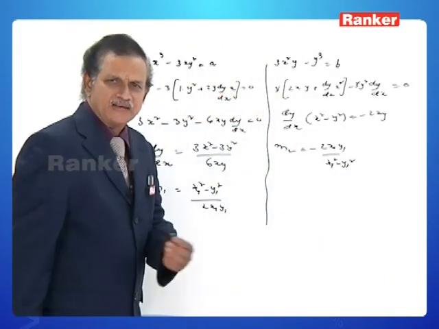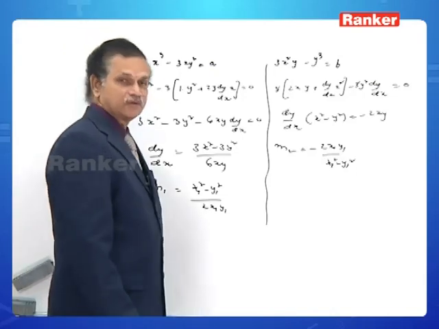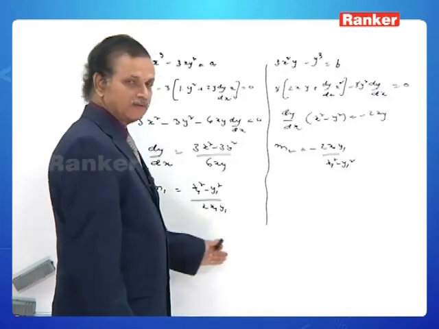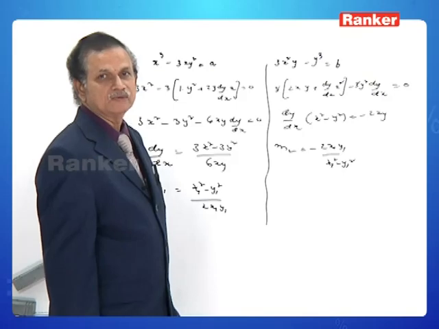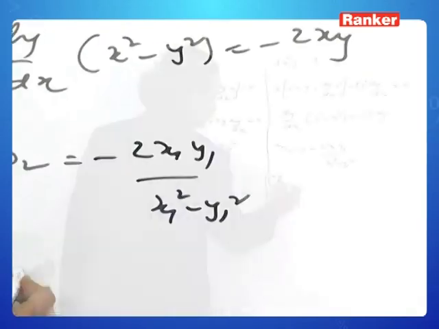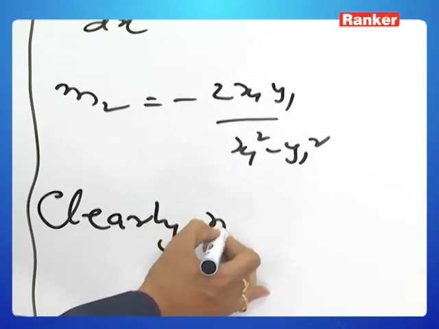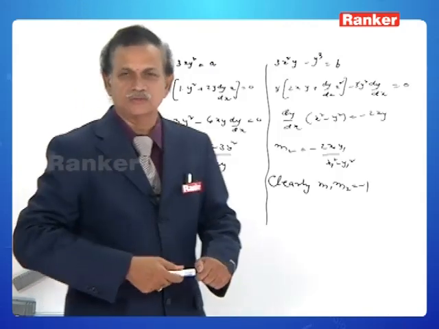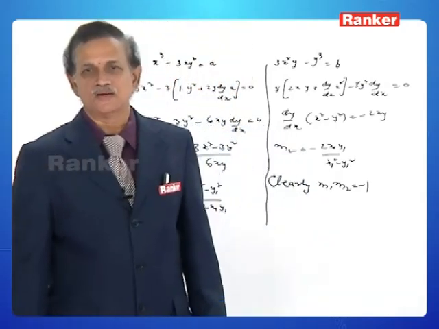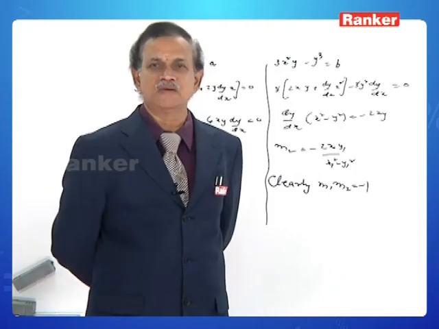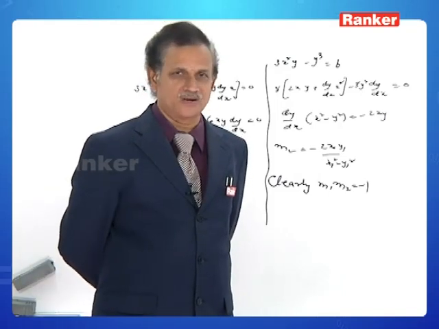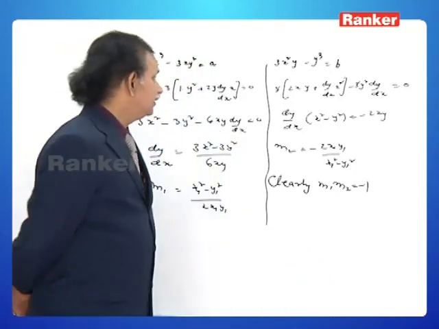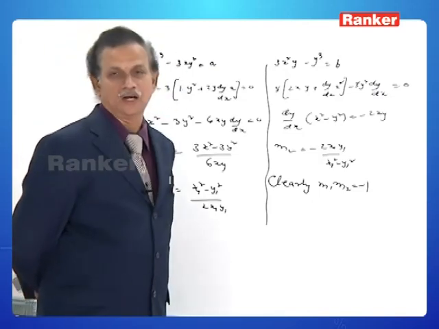And it is a very easy matter to look at that m1, m2 is simply minus 1. x1 square minus y1 square by 2x1, y1 and minus 2x1, y1 by x1 square minus y1 square. Clearly, m1, m2 is equal to minus 1. Product of the slopes of the two tangents at one of the points of intersection, that is x1, y1, is minus 1. Therefore, the two tangents are at right angles. So, the angle of intersection of the two curves is 90, or simply they are orthogonal.